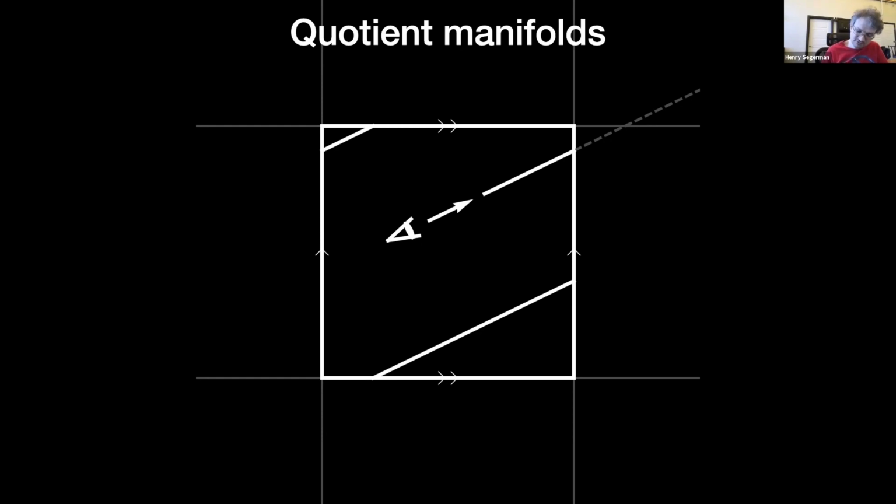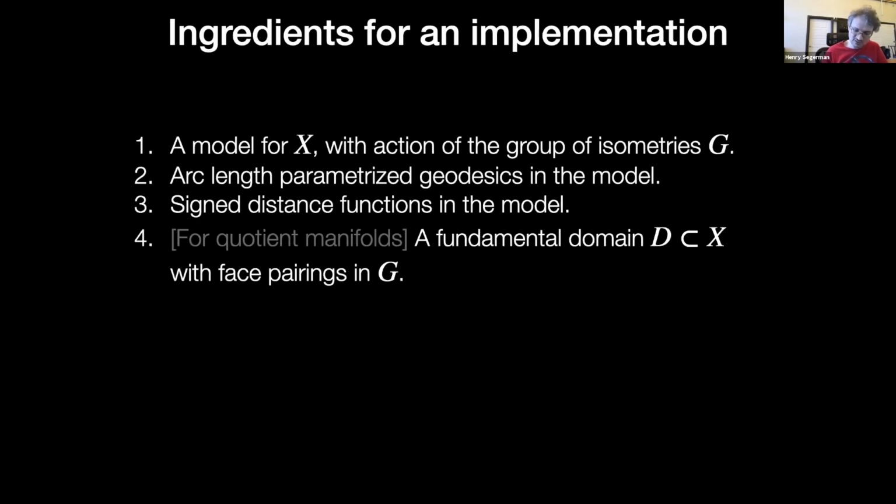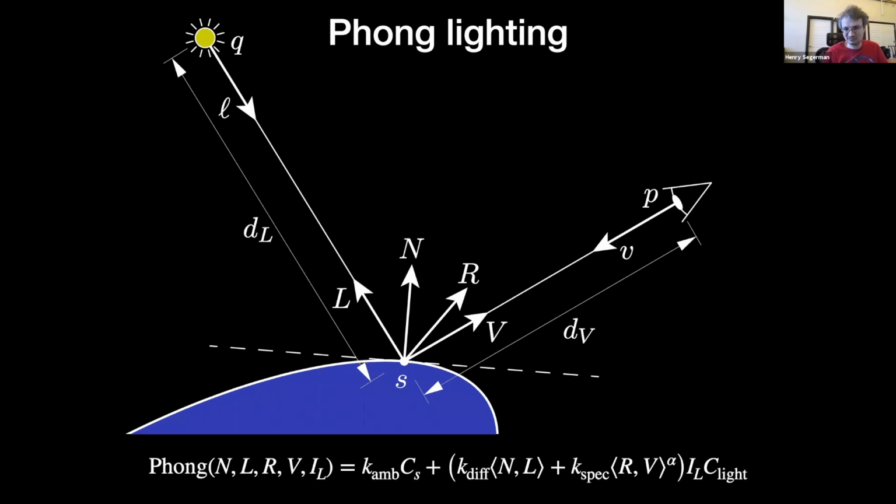But okay, so for a quotient manifold, we also need a way to describe a fundamental domain, and we need some face pairings. So what else do we need? So if you want to have nice lighting, then there's a few other things that you need from the geometry. So we're using Phong lighting, which is one of the early 1975 computer graphics ways of cheating lighting, but it works very well, and it generalizes nicely to the Riemannian manifold setting. And let me just try and describe a little bit about what's going on with this equation.